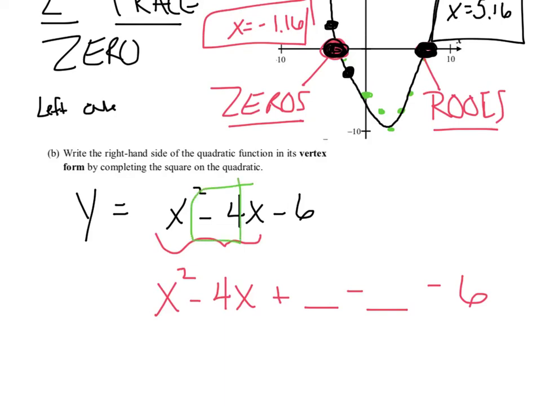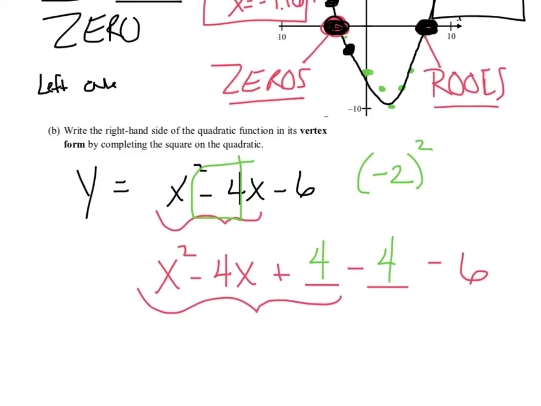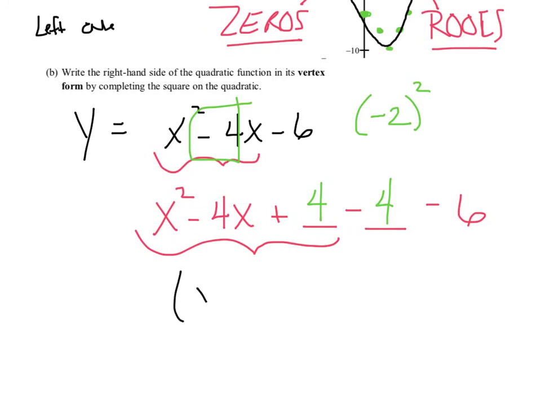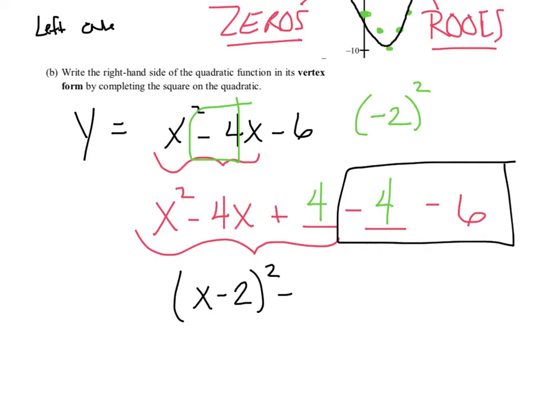Take -4, cut it in half, you get -2. Don't forget it's called completing the square, so now square it. So I'm going to add 4 and I'm going to subtract 4. Remember, the first three terms should be a perfect square trinomial. That's really the quantity (x - 2)². Add these two terms together, and I get -10.